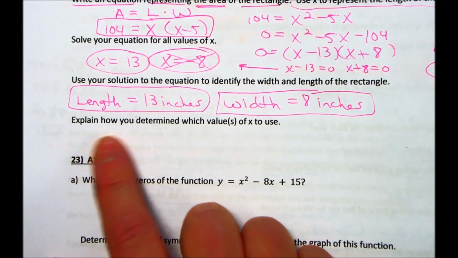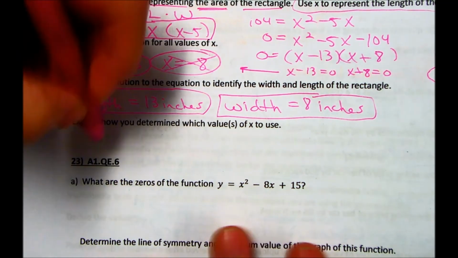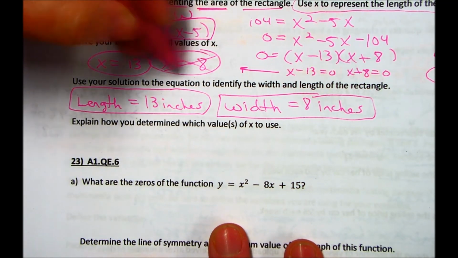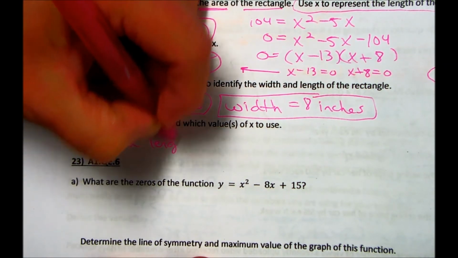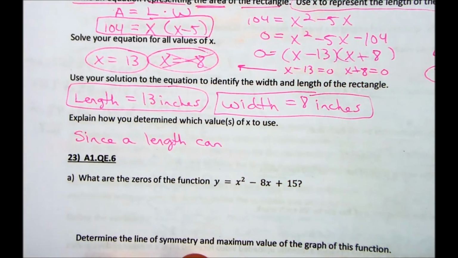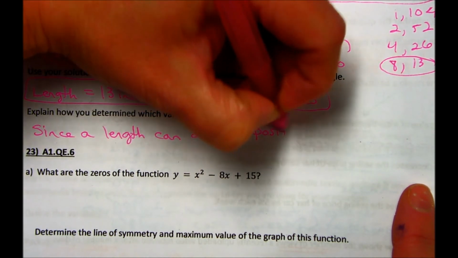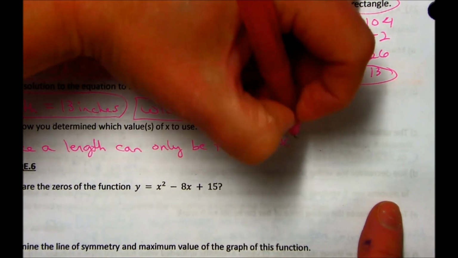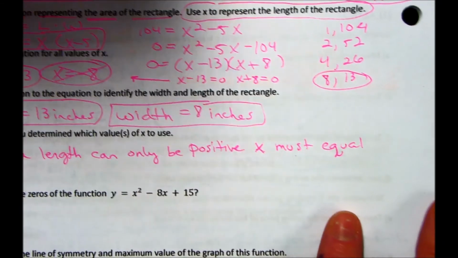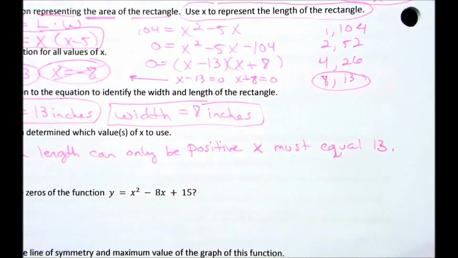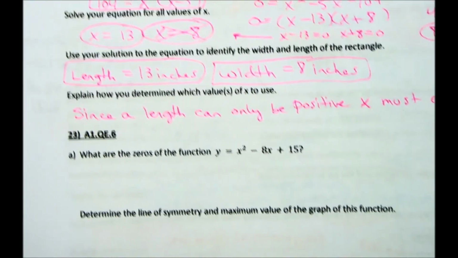Okay, so explain how you determined which value of x to use. Well, we had to use the positive value because the length cannot be negative. So since a length can only be positive, x must equal 13. It cannot equal the negative 8 because it's negative. The length can only be positive.